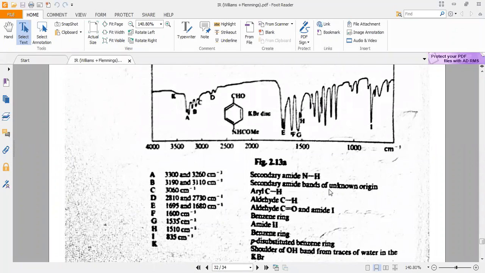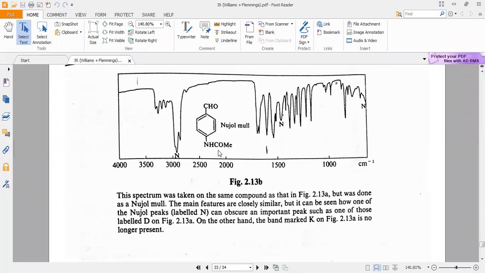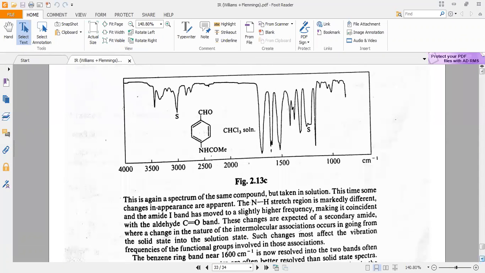Anyhow, this is not much clear. So if I move further, this is more clear. This is the same spectrum perhaps, isn't it? NHCO and methyl and CHO. This is the same. Yes, we are just getting CH stretchings. So this is the same spectrum, I think. And look at here. Oh, right, right.